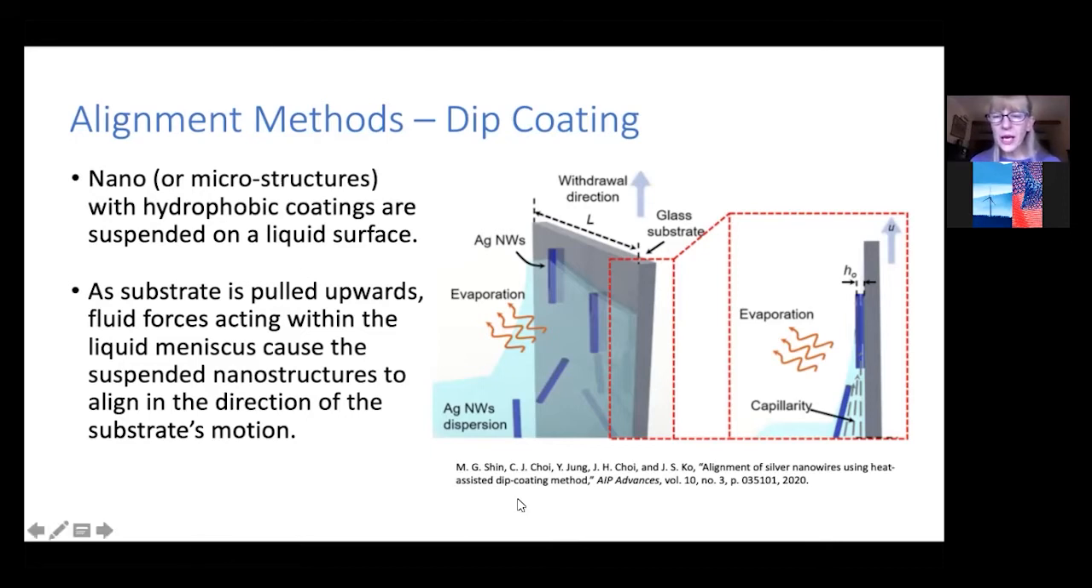So here you're seeing an image where you have silver nanowires, and there's some heat assistance here to drive off moisture so that the fluid dynamics in the meniscus region is aiding the movement of liquids such that the nanowires are adhering to the substrate, glass in this particular case.